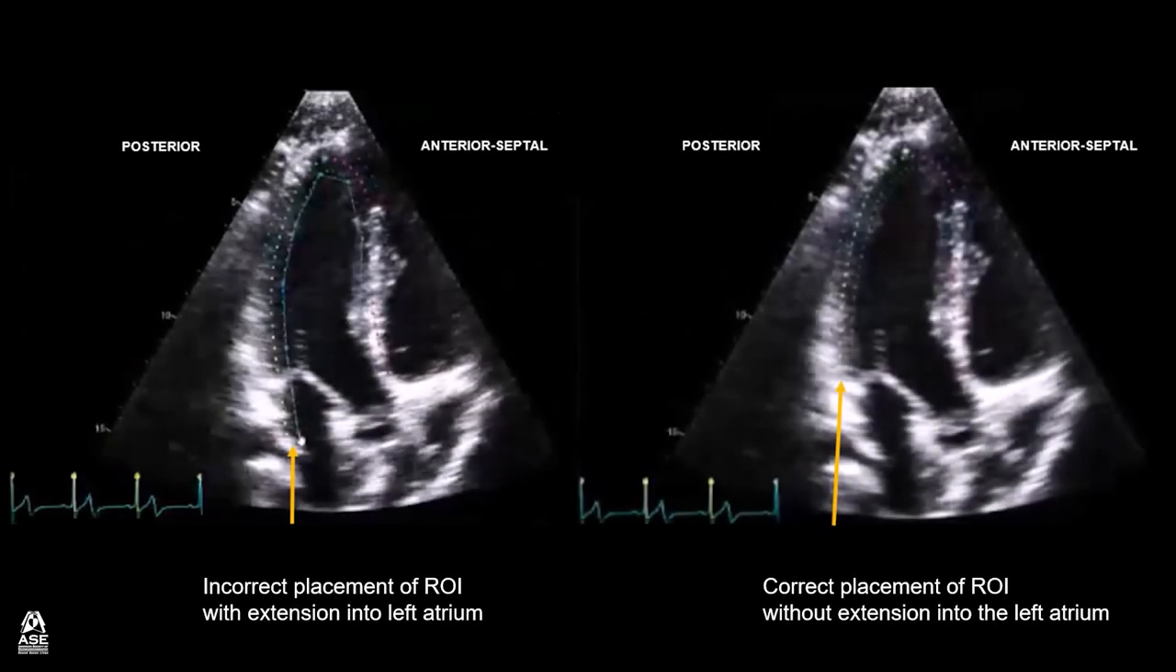This is an example of incorrect placement of the ROI, with extension into the left atrium. The image on the right demonstrates correct placement of the ROI without extension into the left atrium. Now we will show a normal example of how to perform the strain technique.